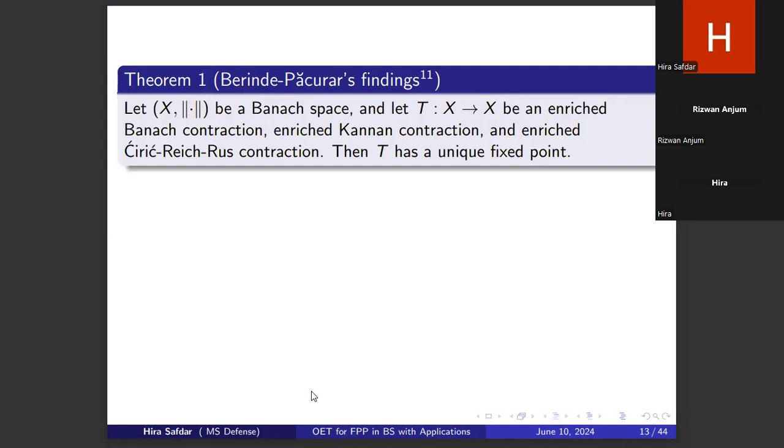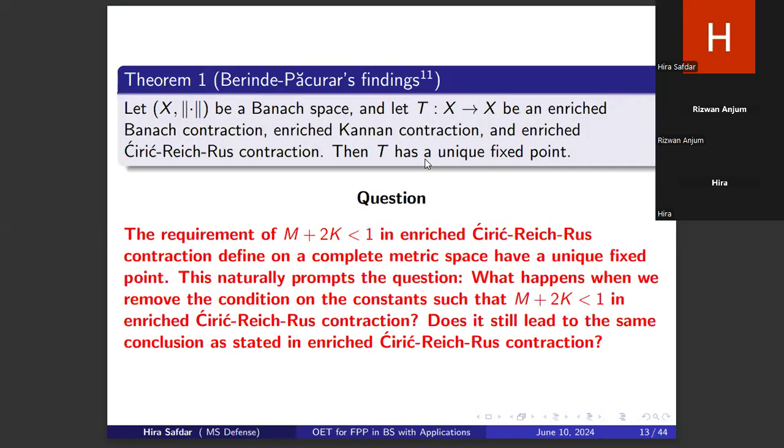Brinde and Packard's finding: in a Banach space, let T from X to X be an enriched Banach contraction, enriched Kannan contraction, or enriched Ćirić-Reich-Rus contraction, then T has a unique fixed point. The requirement of m plus 2k less than 1 in enriched Ćirić-Reich-Rus contraction defined on a complete metric space gives a unique fixed point. This naturally prompts the question: what happens when we remove the condition on constants such that m plus 2k is less than 1 in enriched Ćirić-Reich-Rus contraction? Does it lead to the same conclusion?